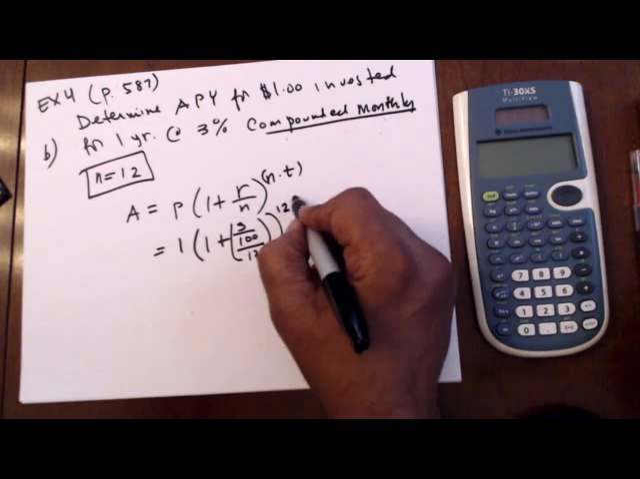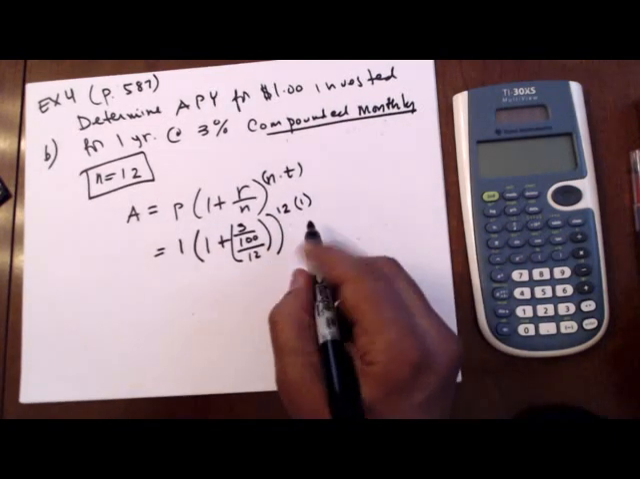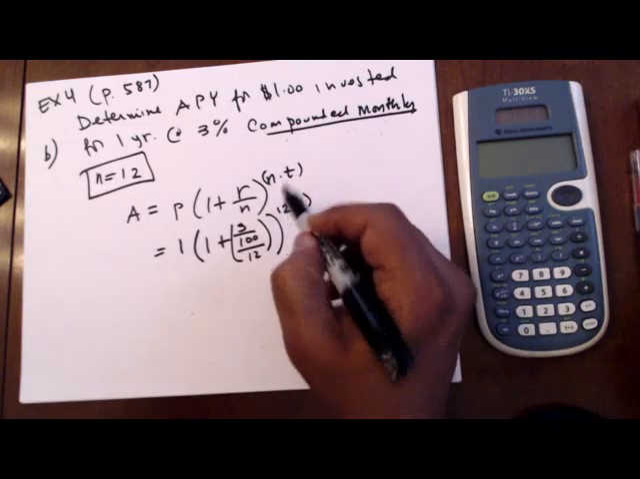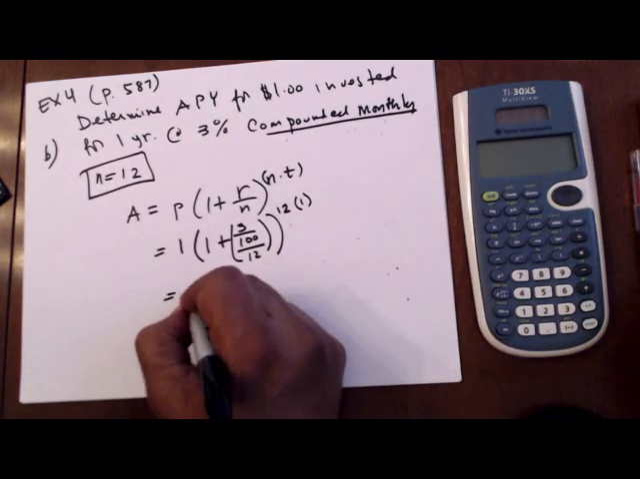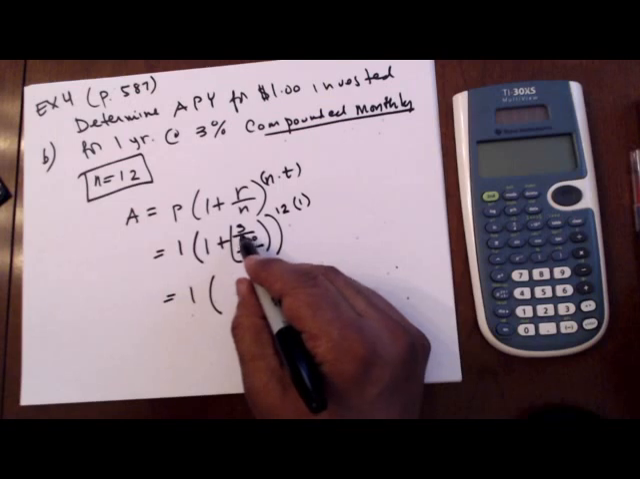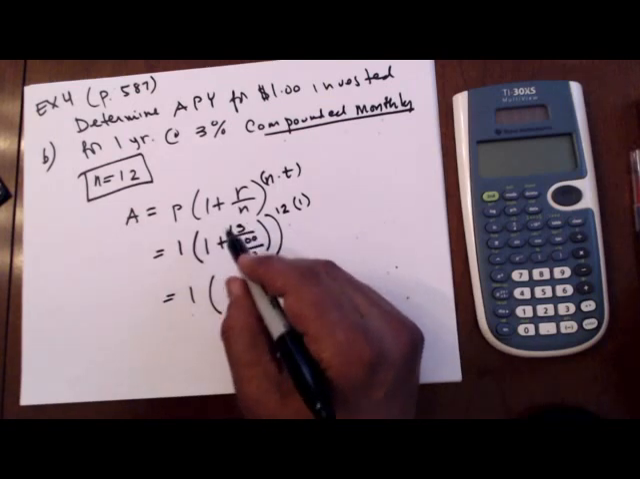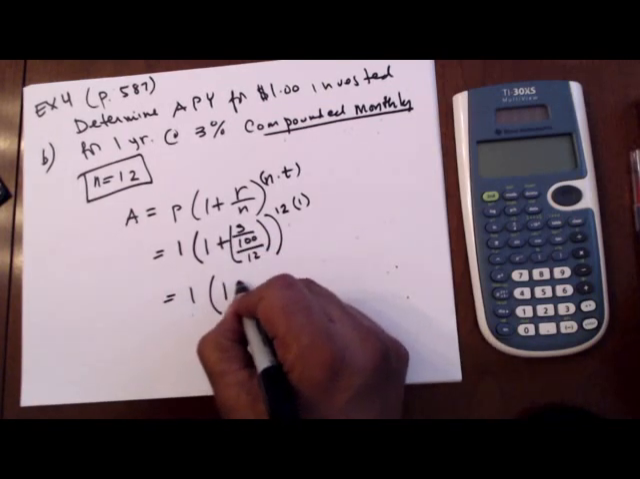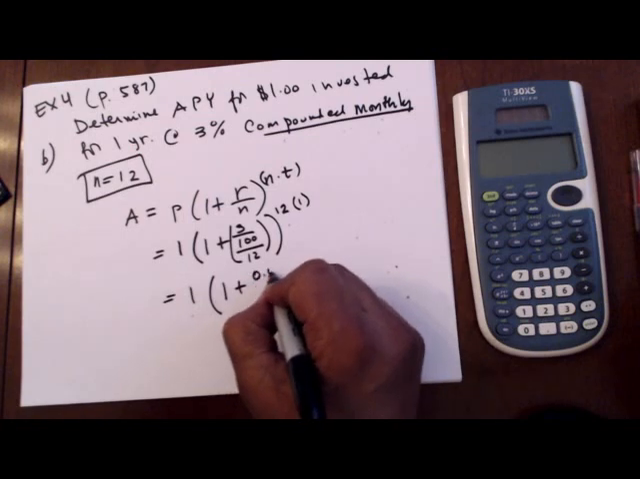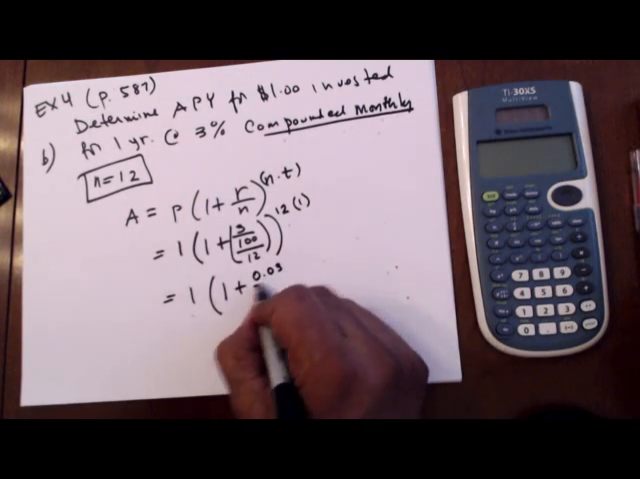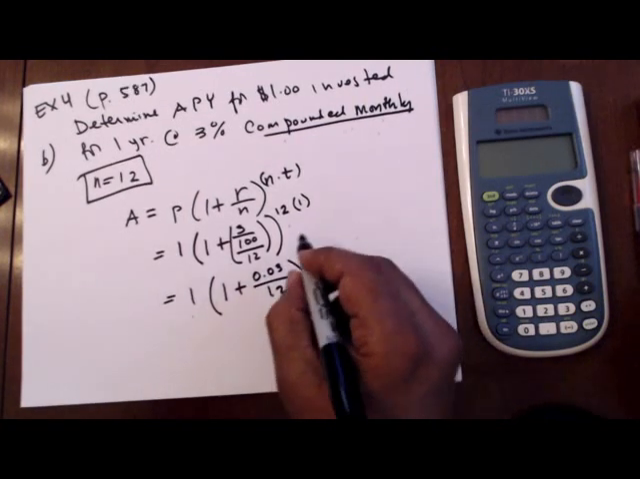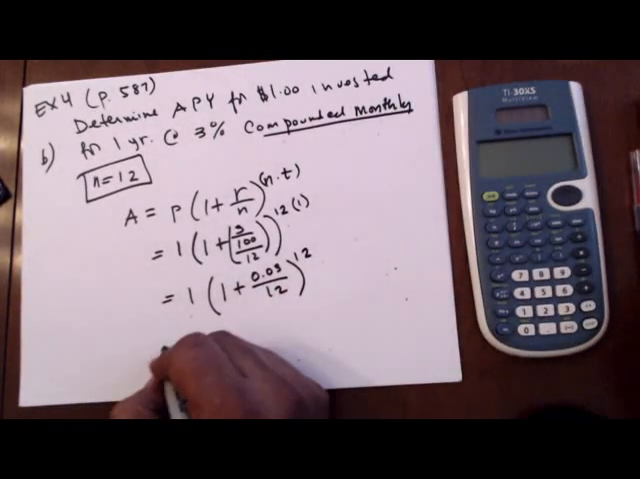But it's for 1 year, so I multiply times just 1. The t here is 1, the n is 12. So this is equal to 1. Right, this one, I have to move the decimal 2 points, so it will be 1 plus 0.03 divided by 12. And all this will be raised to the 12th power.